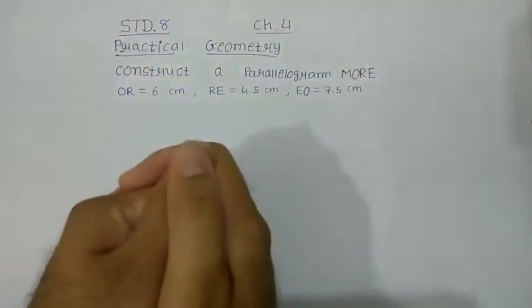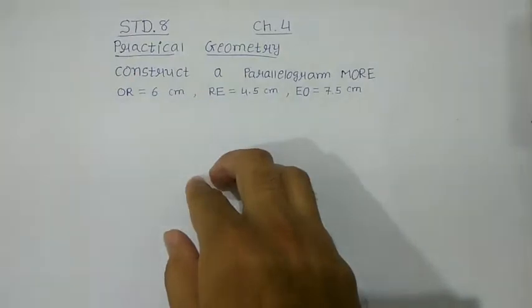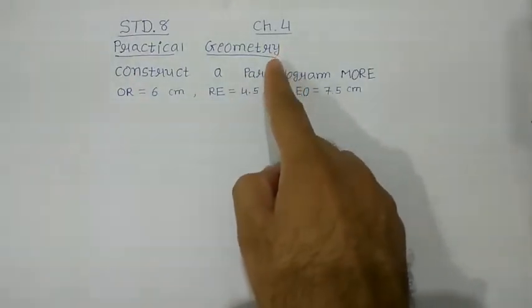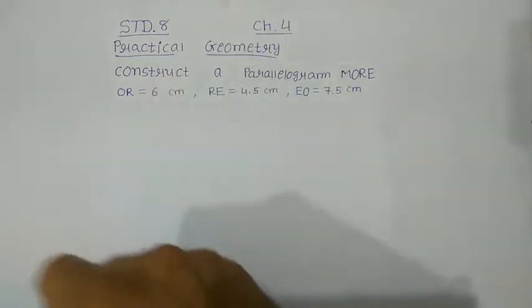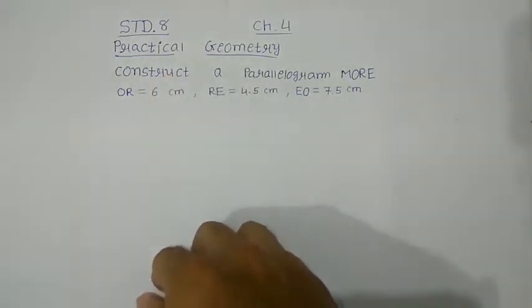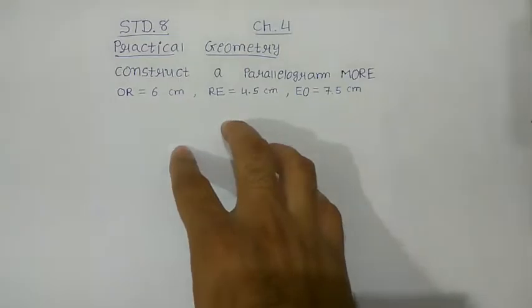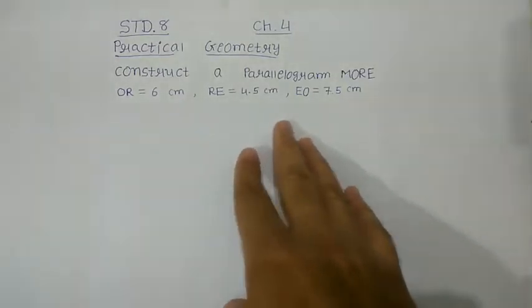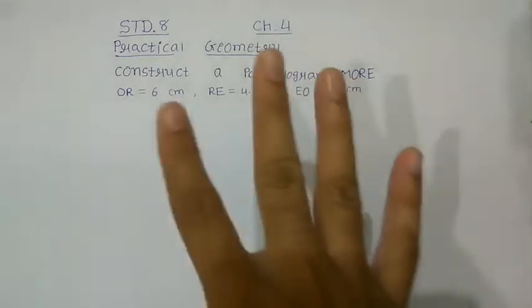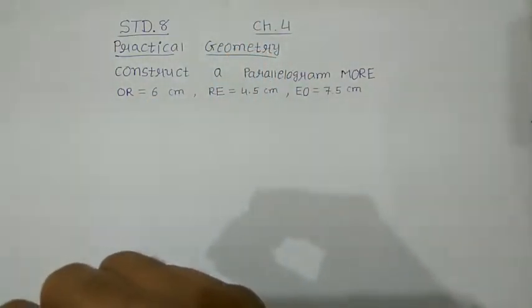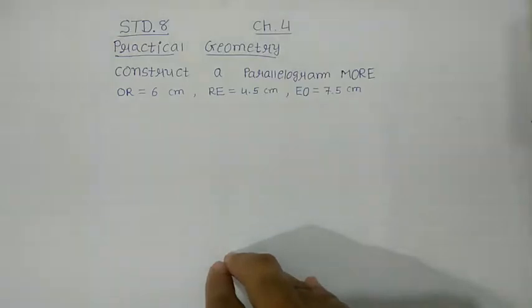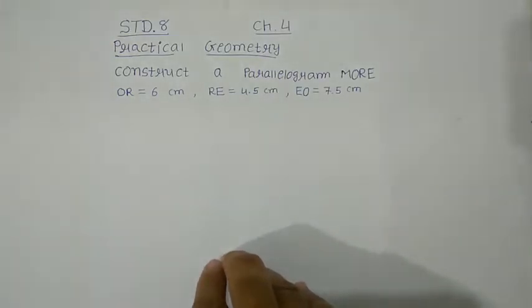Hello students, today we will study chapter number 4. Topic is practical geometry. This is the topic of standard 8. In the last lecture we studied how to construct a quadrilateral if 4 sides and 1 diagonal are given. So this question is related to that topic.